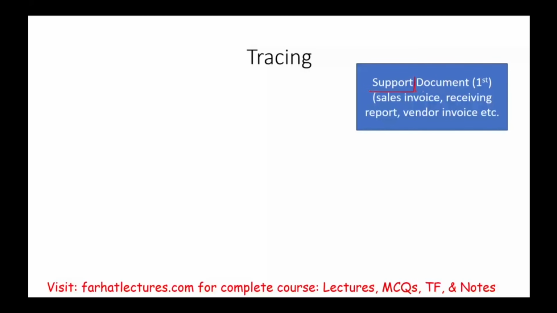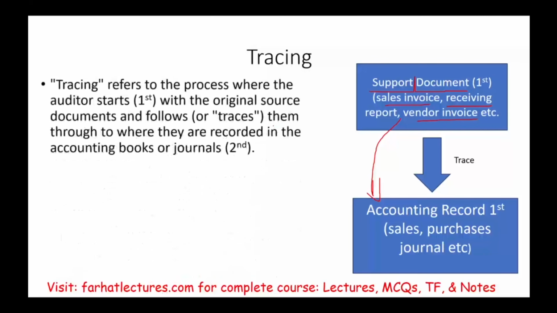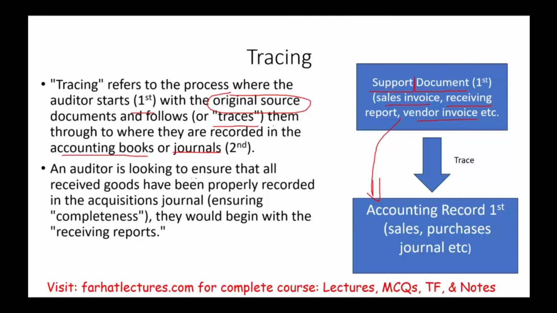Now let's discuss tracing. Tracing is when you start with the source document or the support document, like a sales invoice, receiving report, vendor invoice, etc. Then you trace back to the accounting record to make sure the transaction is recorded. So tracing refers to what? Tracing refers to the process where the auditor starts first with the original source document, then traces it to the accounting books or journal to make sure it is recorded. So the auditor is looking to make sure that all received goods, for example, where we have a receiving report, have been properly recorded in the appropriate journal.